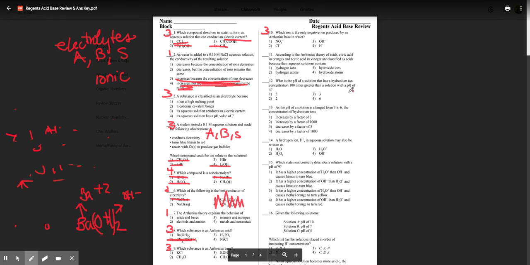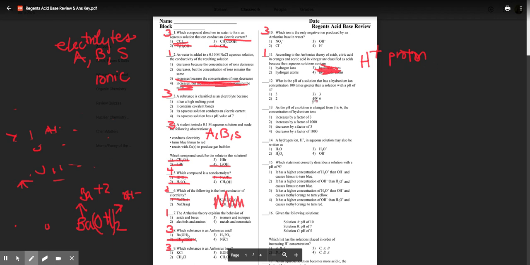According to Arrhenius theory of acids, citric acid in oranges and acetic acid in vinegar are classified as acids because of their aqueous solution. What is the definition of an Arrhenius acid? It produces hydrogen. Is it ions or atoms? Well, if it's H+, that's an ion. So choice 1. By the way, H+ is also known as a proton.